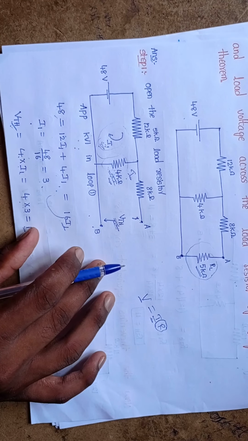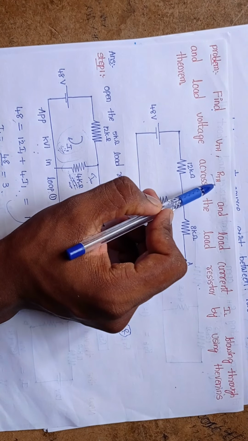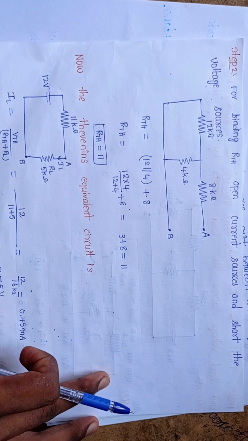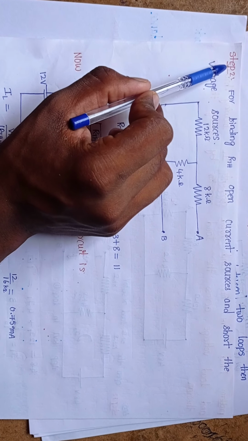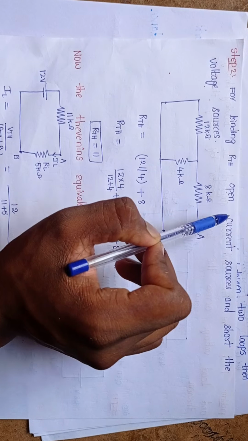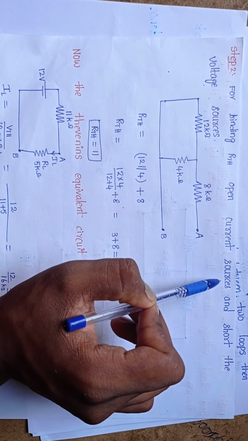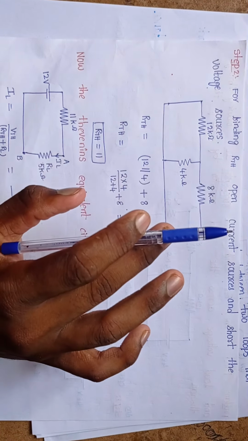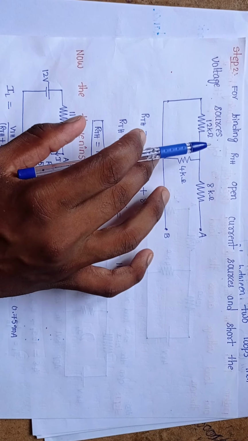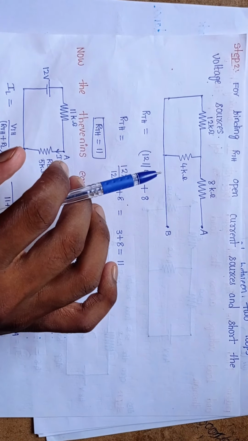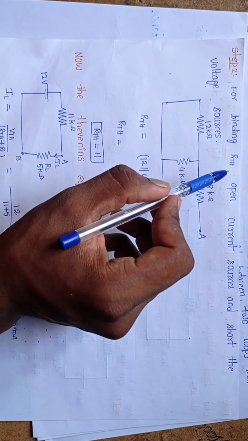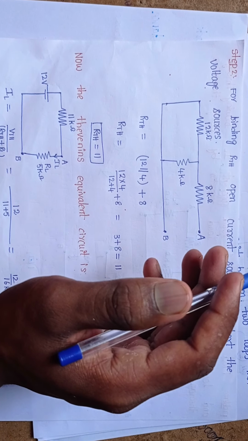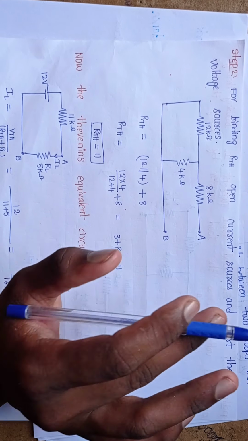Next we have to find the RTH value. See, step 2, for finding RTH, open current sources and short the voltage sources. We already discussed it in our previous class. There in the second step, in order to find the Thevenin's resistance, we have to short all the voltage sources and open all the current sources.